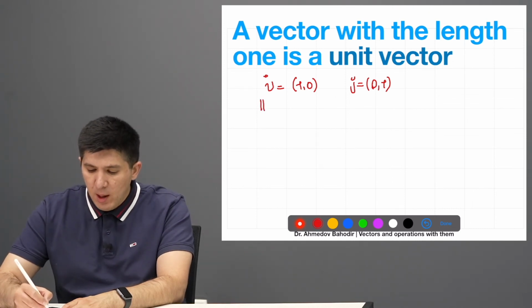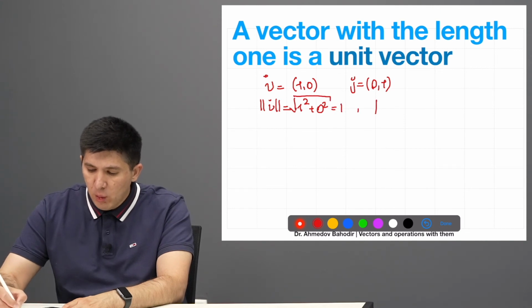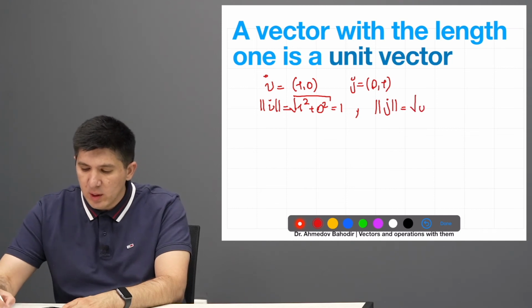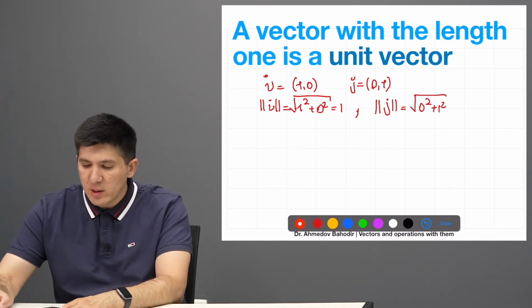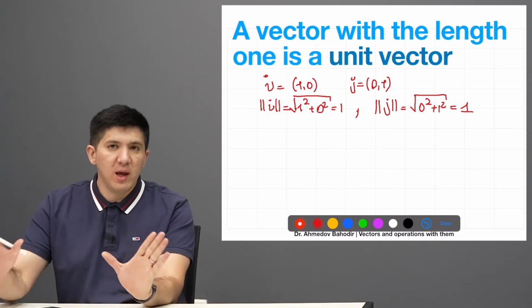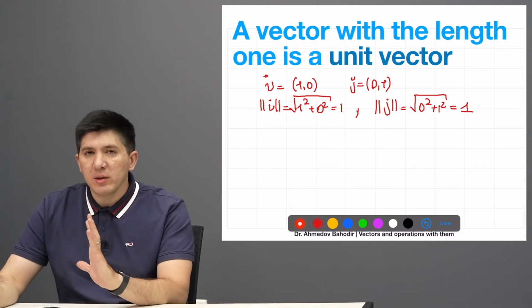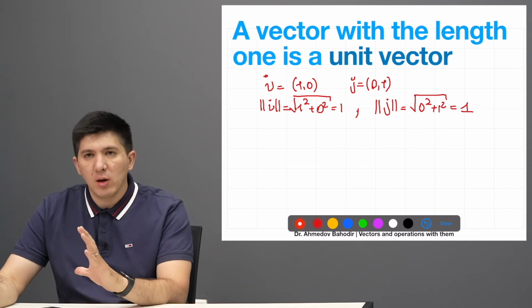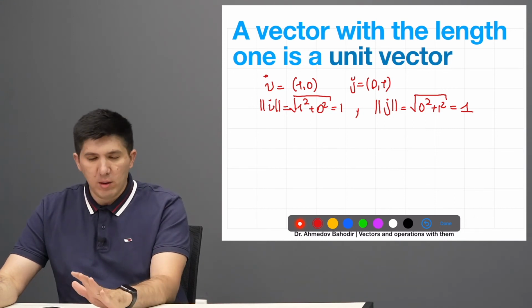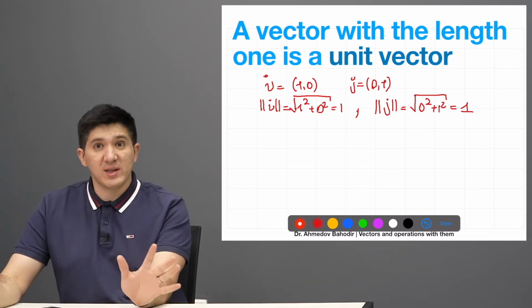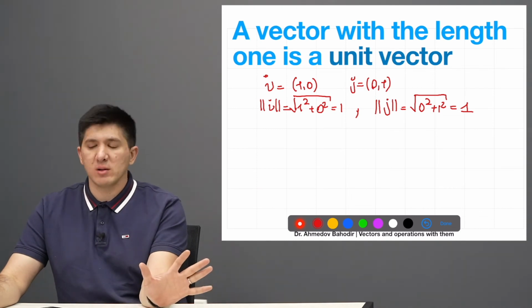For example, the length of i is going to be equal to the square root of 1 squared plus 0 squared, and that's going to be 1. And the norm of j, the length of j, is also going to be equal to the square root of 0 squared plus 1 squared. That's also equal to 1. Well, they are unit vectors, but they are not the unique unit vectors. So they are not the only unit vectors. There are many other unit vectors. So essentially, there are infinitely many unit vectors.